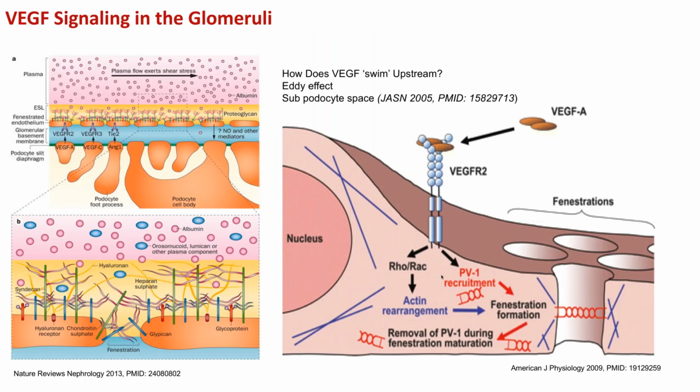Now, the integrity of the endothelial cell depends on what is known as VEGF, or vascular endothelial growth factor. Vascular endothelial growth factor, based on our current understanding, is produced by the podocytes, and it acts on the endothelial cells on specific receptors known as VEGF receptors 2 and 3.